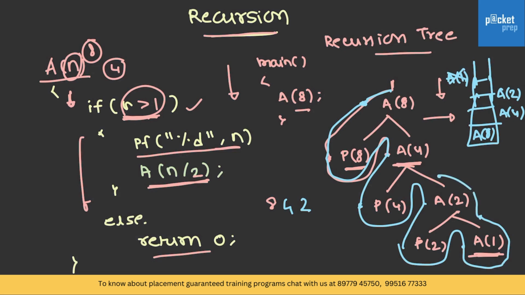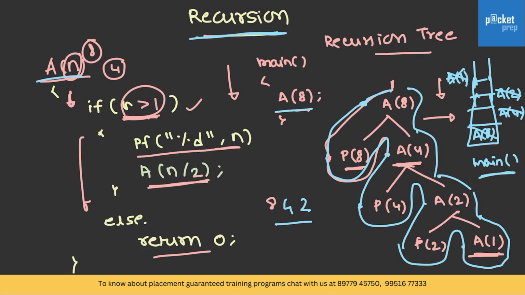Similarly, when the control flow has reached this point, a of 2 will be popped off. When the control flow reaches this point, a of 4, and when it has finished execution, even a of 8 will be popped off from the stack. Only the main function will remain in the stack and the control will be shifted to the main function. So 8, 4 and 2 is the output of this program when a call has been made to a of 8. This is how the recursion examples are solved.